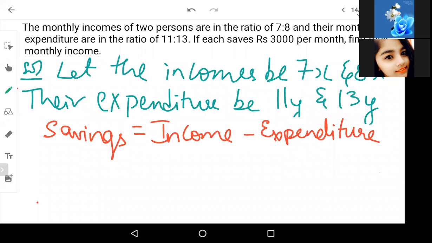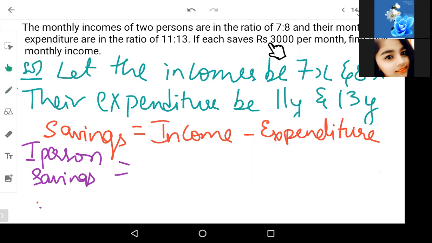So what we are going to do here is first person savings. Now what is the savings? 3000 rupees is the savings for each of them. So 3000 is their savings. And what is the income of the first person?